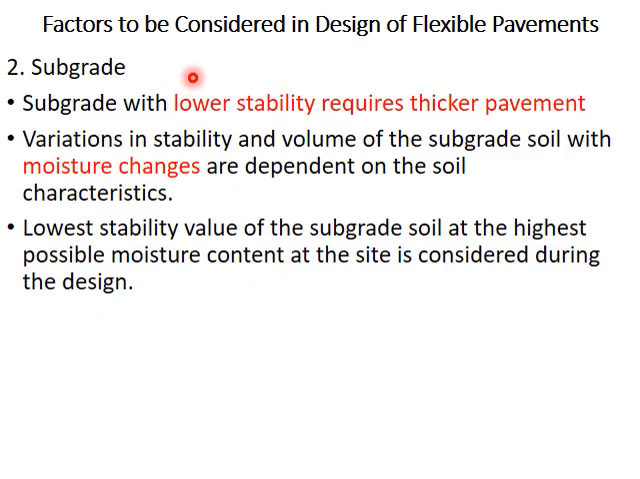Okay, subgrade is the next factor to be considered in the design of flexible pavements. A subgrade with lower stability requires a thicker pavement, because as the thickness of the flexible pavement layers increases, the lesser will be the load transferred to the lower layers. So a subgrade of less strength means we need a thicker pavement above the subgrade. Variations in stability or strength of the subgrade can occur due to the presence of moisture. For the design value of the stability of subgrade, we assume that the subgrade has the highest possible moisture content, and the lowest stability value corresponding to that will be taken for the design.